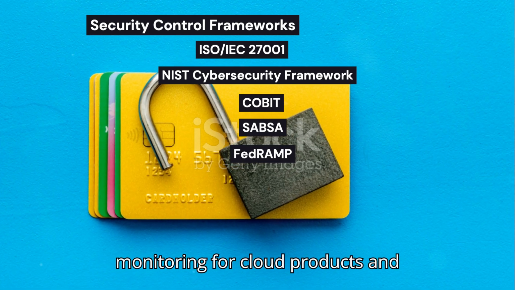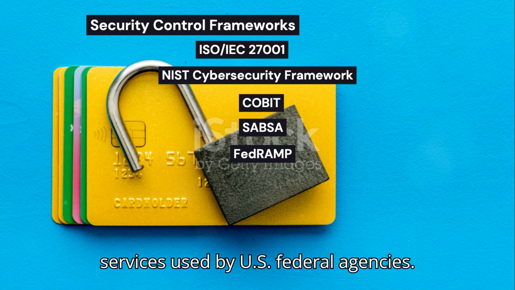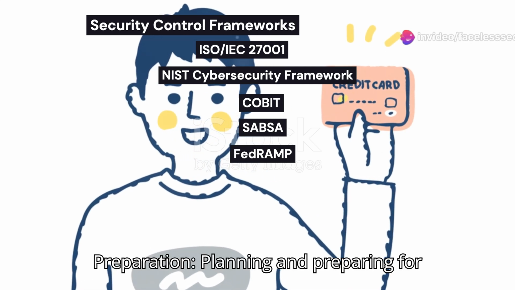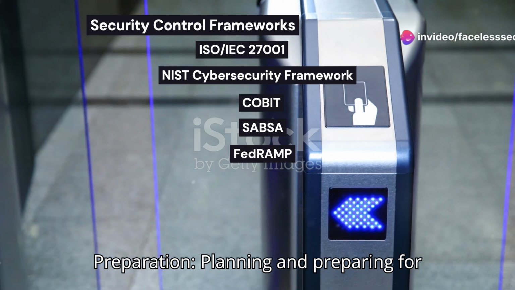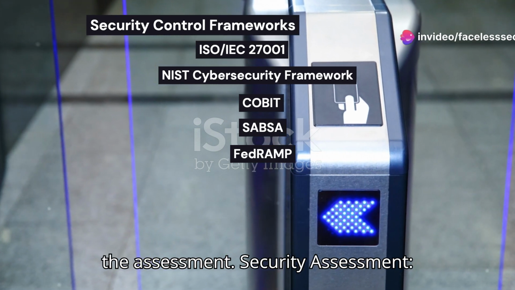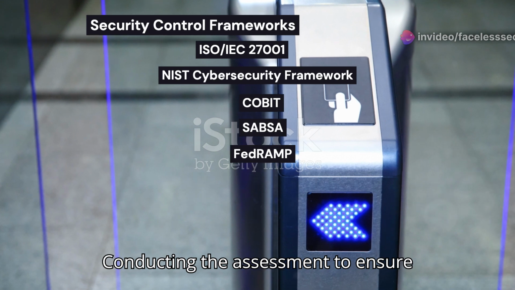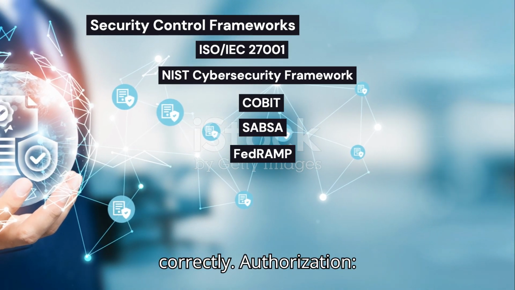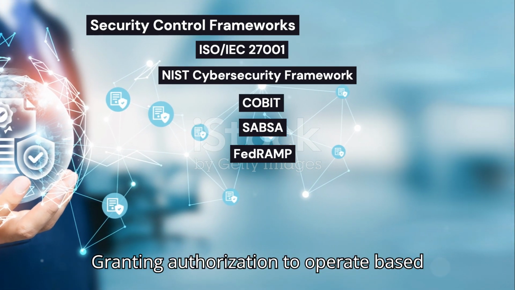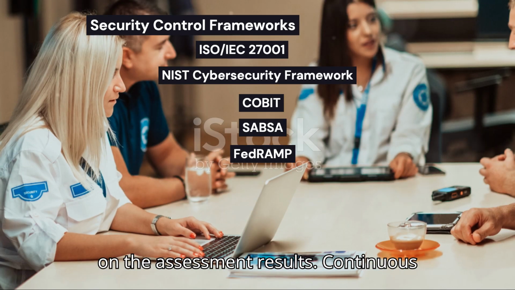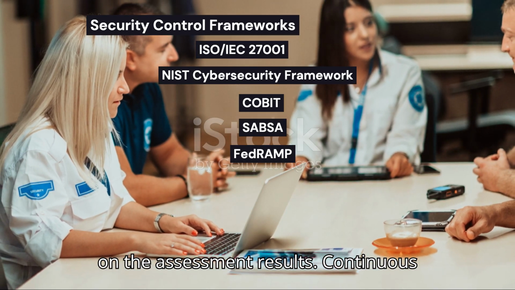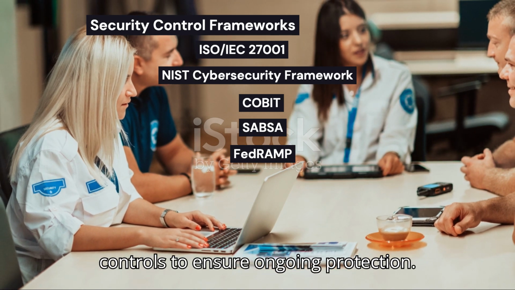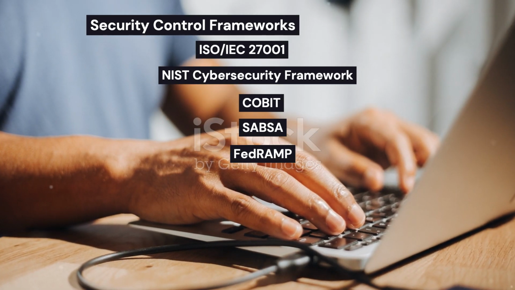for cloud products and services used by U.S. federal agencies. The FedRAMP process involves preparation, planning and preparing for the assessment; security assessment, conducting the assessment to ensure security controls are implemented correctly; authorization, granting authorization to operate based on the assessment results; continuous monitoring, regularly monitoring security controls to ensure ongoing protection.